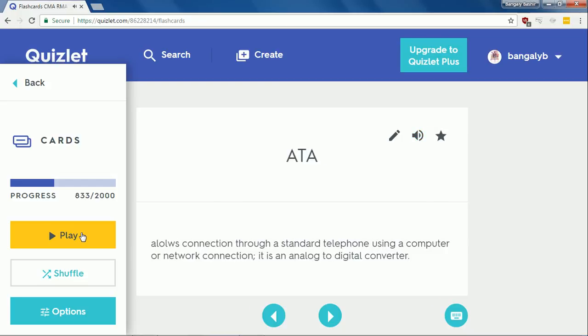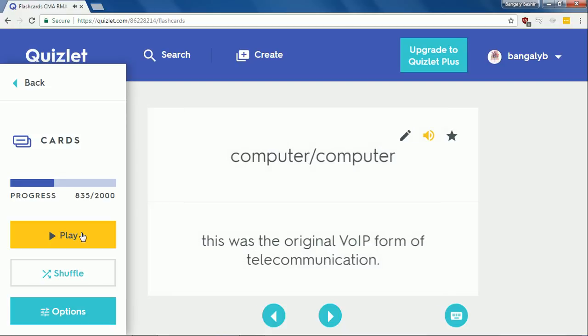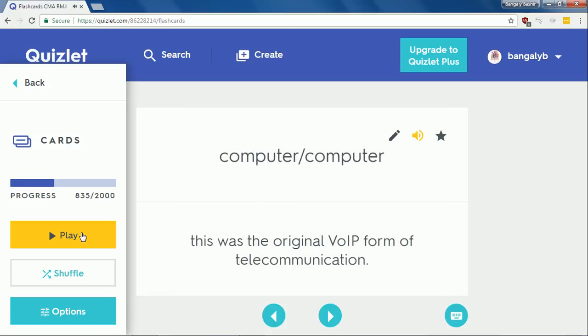ATA. Allows connection through a standard telephone using a computer or network connection. It is an analog to digital converter. IP phone. These specialized phones look just like normal telephones. They have an RJ45 Ethernet connector in place of the standard RJ11 telephone connectors. It connects directly to the cable router with all the hardware and software included. Computer. This was the original VoIP form of telecommunication.